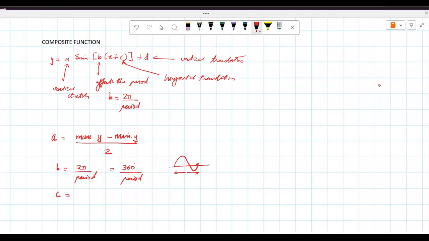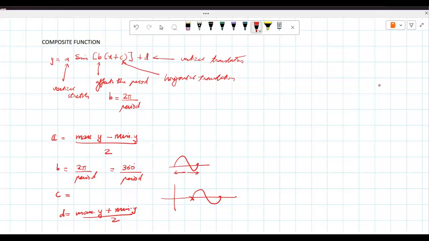C, you have to look at the horizontal translation. So you have to see how far this graph is. This is your C. If it's to the right, it will be minus C. For the left, it will be plus C. D is equal to max y plus min y divided by 2.